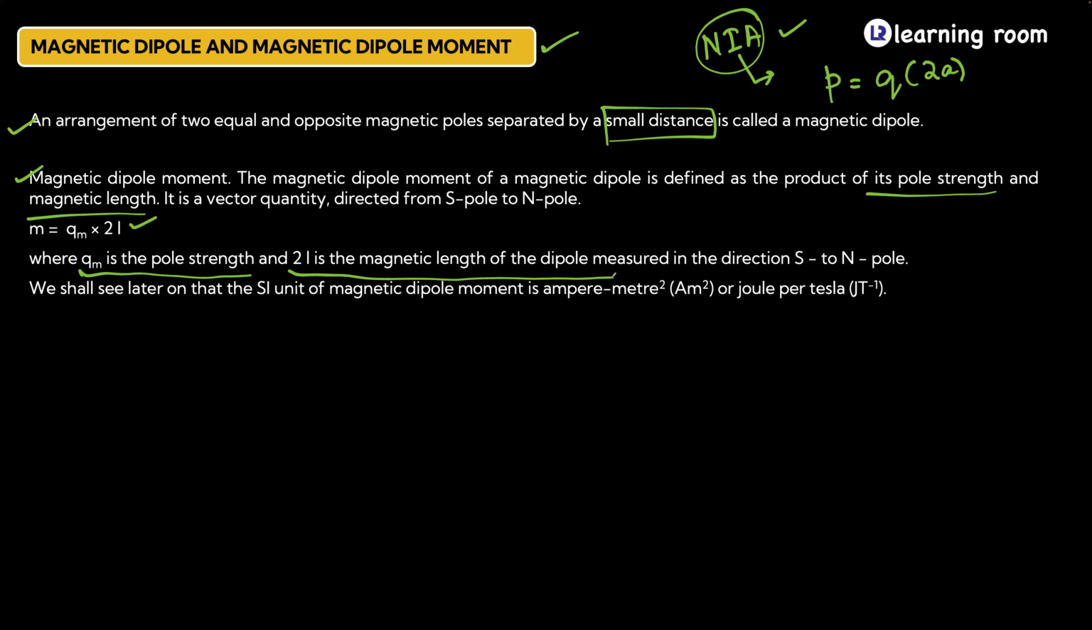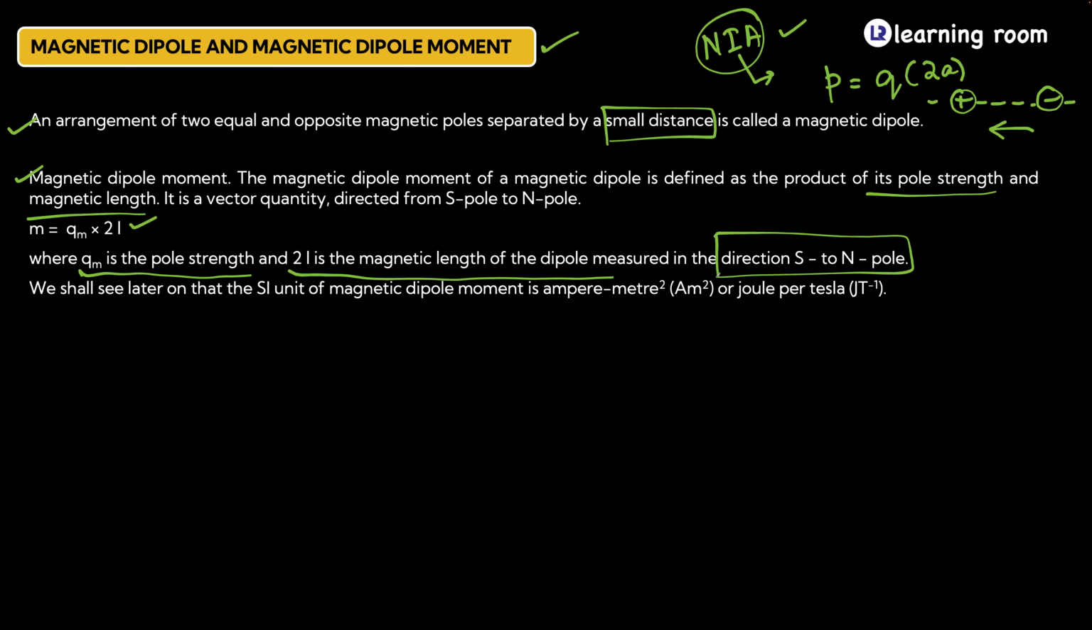And magnetic dipole moment is measured from which direction to which direction? If you take an electric dipole, then how is the dipole moment measured? It is measured from the negative to the positive charge. So negative charge here is similar to south pole and positive charge is north pole. That is why magnetic dipole moment is in the direction of south to north. So are you able to connect the dots, right?